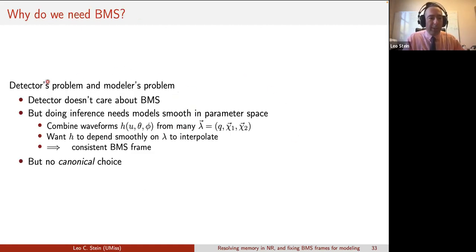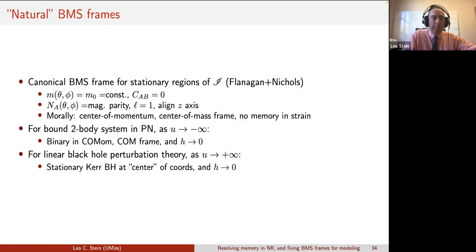These were the words that I said earlier about why we actually care about BMS. To make the waveform family smooth in parameter space, you want every one of your simulations, every one of your waveforms, to be in some well-defined BMS frame, right? You want to gauge fix BMS. But there is no canonical choice. So what choice should we make?